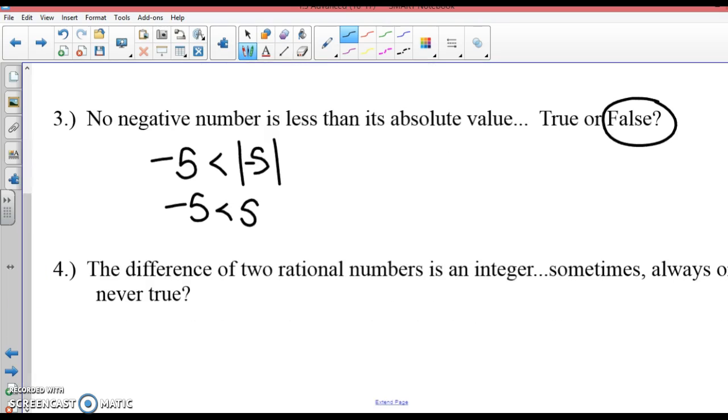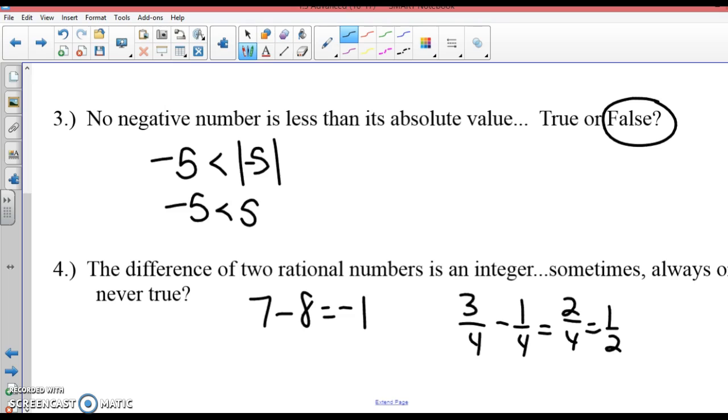The difference of two rational numbers is an integer, sometimes, always, or never. Well, let's see. If I did two rational numbers, 7 minus 8 is -1. That's an integer. But what if I did a rational number? I could have 3/4 minus 1/4. Those are both rationals. That's 2/4 or 1/2. That is not an integer. So sometimes. And there's two examples of where it is true sometimes and it is not others.